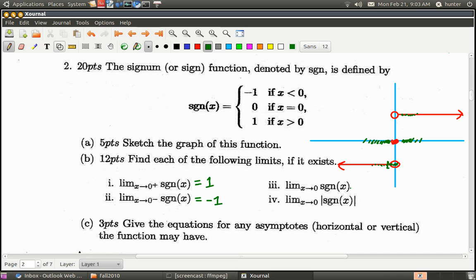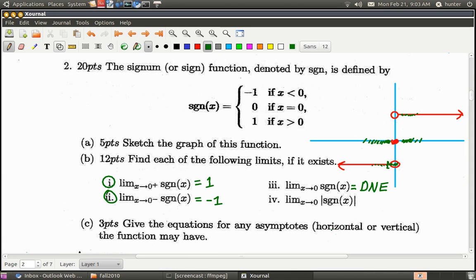Alright, and part 3 here says what's the limit as x goes to 0, and then it doesn't specify a side. And this does not exist. It doesn't exist because for it to exist, the left hand and right hand limits have to match, right? This has to be the same as this for the limit to exist as x goes to 0. But since they're different, it does not exist.